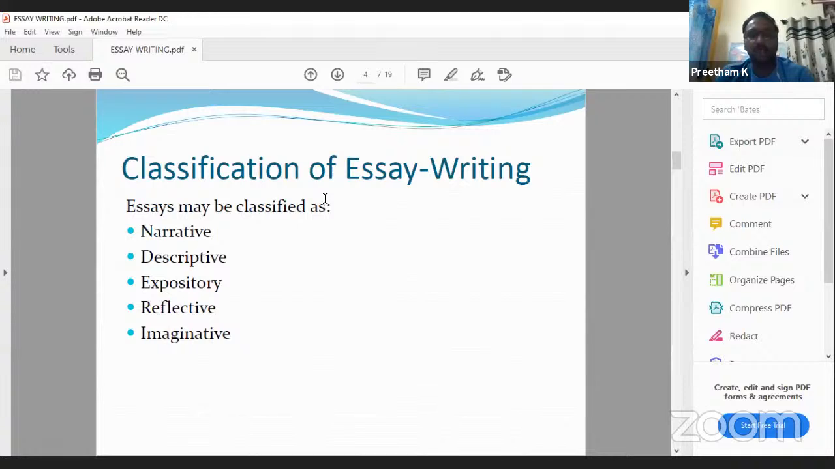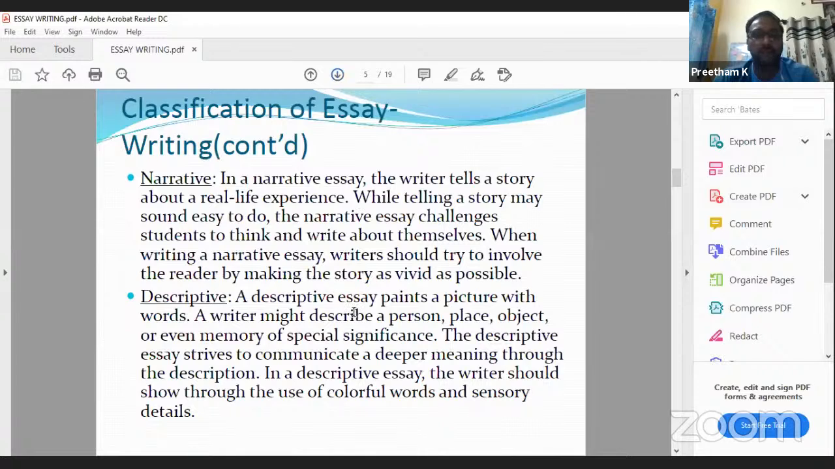Classification of essay writing. Essays may be classified as narrative, descriptive, expository, reflective, and imaginative. Narrative: in a narrative essay, the writer tells a story about a real life experience. While telling a story may sound easy to do, the narrative essay challenges students to think and write about themselves. When writing a narrative essay, a writer should try to involve the reader by making the story as vivid as possible. Narration is just like when you hear somebody narrating a story. Similarly, the way you write an essay should be like storytelling. That is what is meant by narration. Then descriptive. Even the best example for a narrative essay could be the narration of certain events.